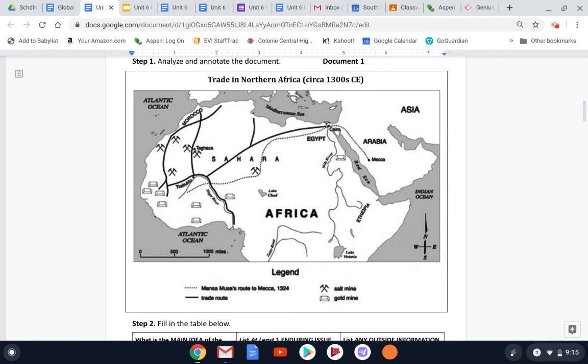Since this first document is just a map with a title and a key, or a legend in this case is what they're calling it, but there's no text or paragraphs to it, sometimes these can be a little bit harder because there's no actual written information. You have to do a lot of analyzing and thinking about what they're showing you, what the items on the map actually mean. So that's why I want to do this first one with you together.